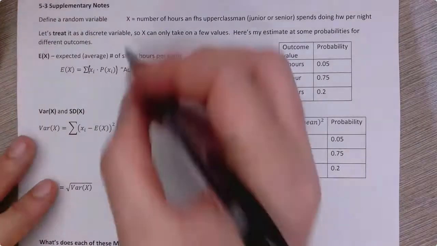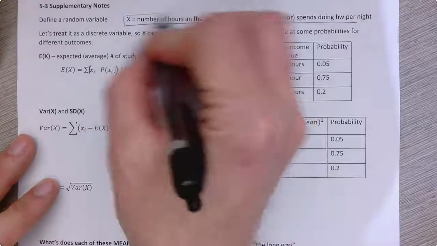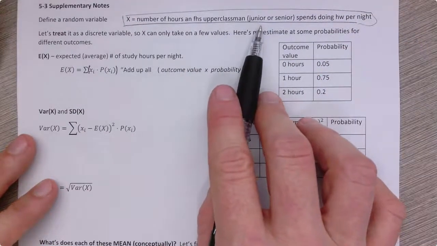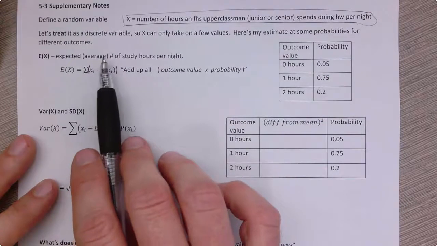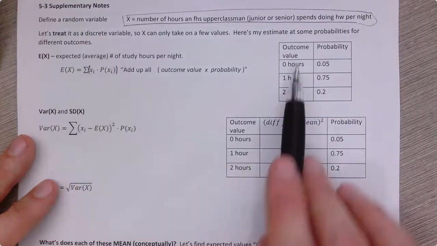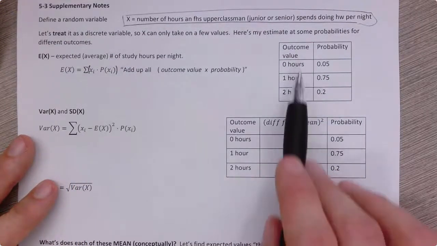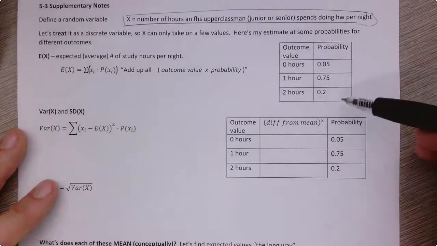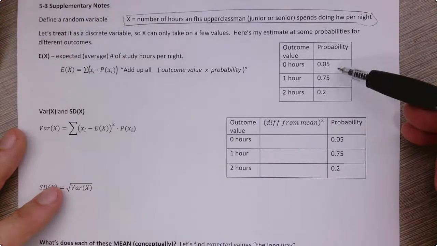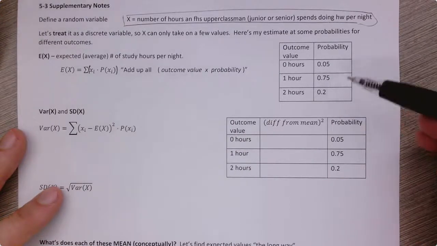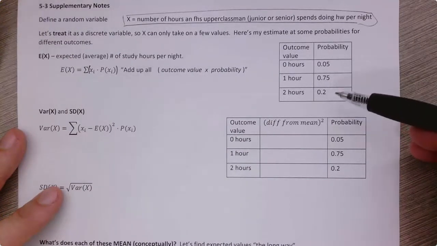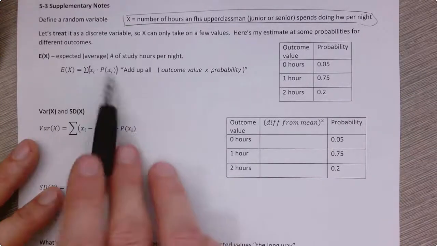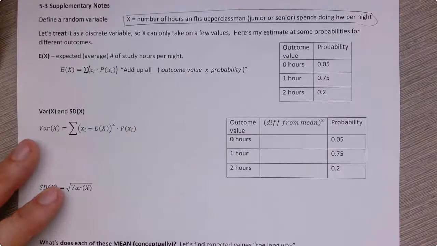All right, so we've got the situation. Of course, people could spend any number of minutes studying, but for today's purposes, we're going to treat it as a discrete variable. So we're going to say there's only 3 possible answers: 0 hours, 1 hour, or 2 hours. So let's assume that we've got these probabilities. A random upperclassman has a 5% chance of not studying at all, 75% chance of studying for an hour, 20% chance of studying for 2 hours.